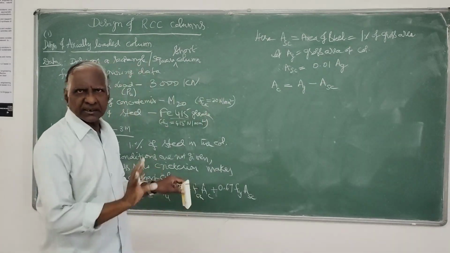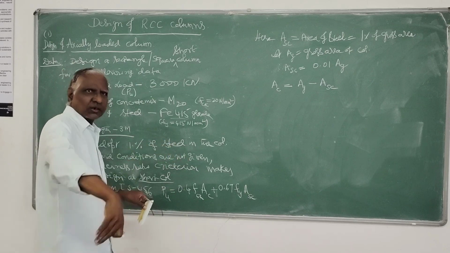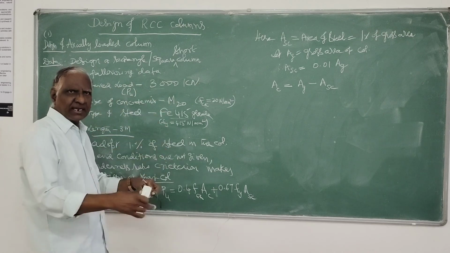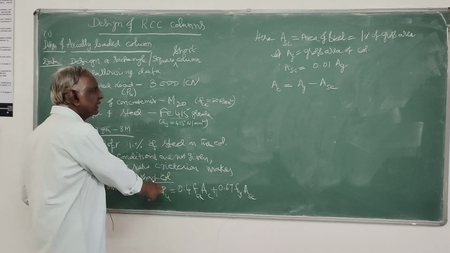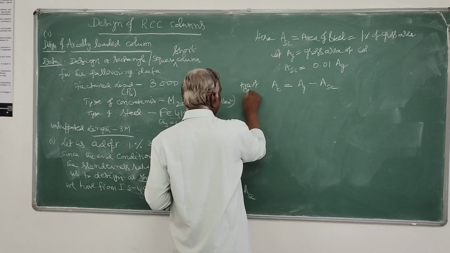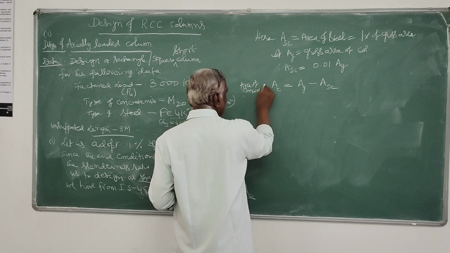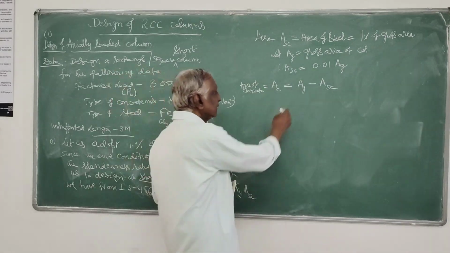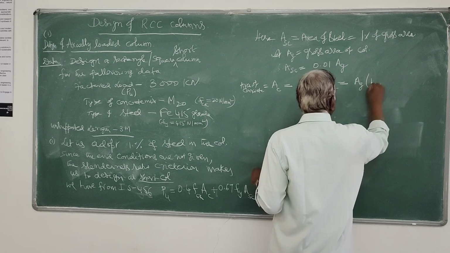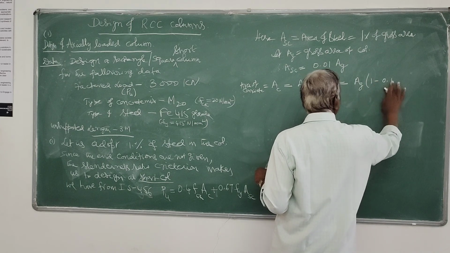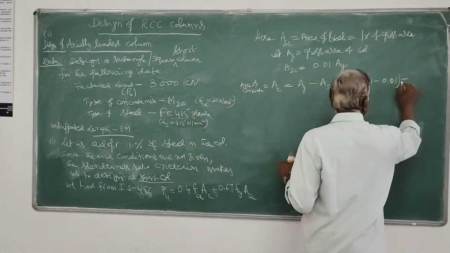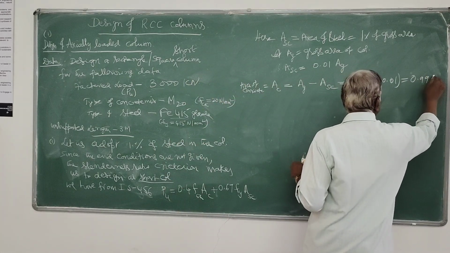This is also a simple calculation. From the total column cross section, if you subtract the area of steel, you will get the area of concrete. Here Ac is the area of concrete, excluding the steel. That is given by this. This is nothing but Ag into 1 minus 0.01, that is 0.99 Ag.